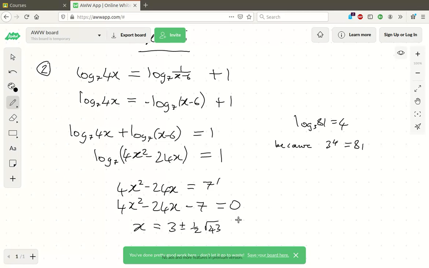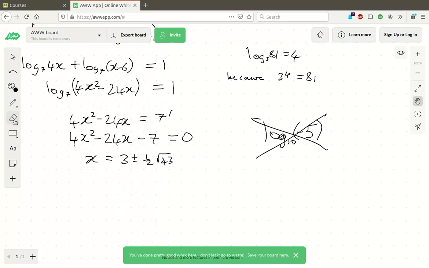Now, with any of your solutions in logarithms, it's really important that you plug values back in to make sure you're not doing log of a negative number. Let's say log base 10 of minus 5 or something like that. That is no good. For various awkward reasons about what it would do to the function, we're only allowed to take logarithms of positive values.